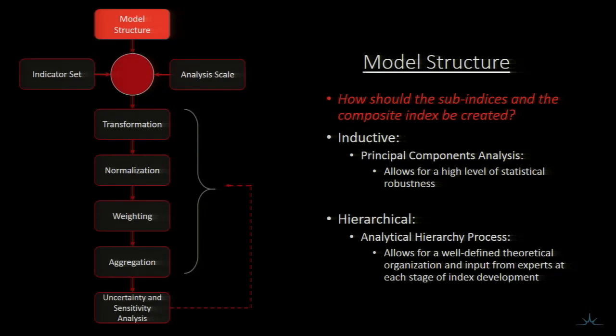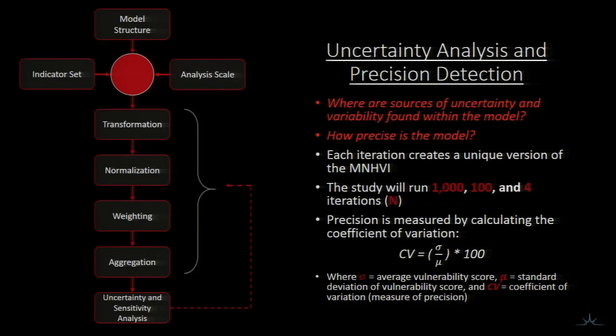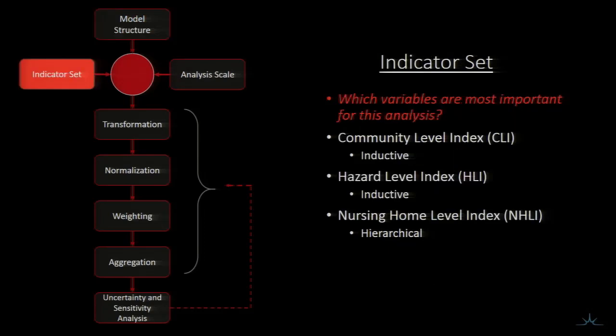So as we run through the Monte Carlo simulation, we'll be doing that 1,104 different times. So we'll do 3 different stages of our Monte Carlo. As it goes through, it's going to be choosing randomly a stage of model development. So it will choose either the inductive or the hierarchical model. Next, it will be choosing an indicator set. It will choose either the community level, the hazard level, or the nursing home level. And it will do that 1,104 different times.